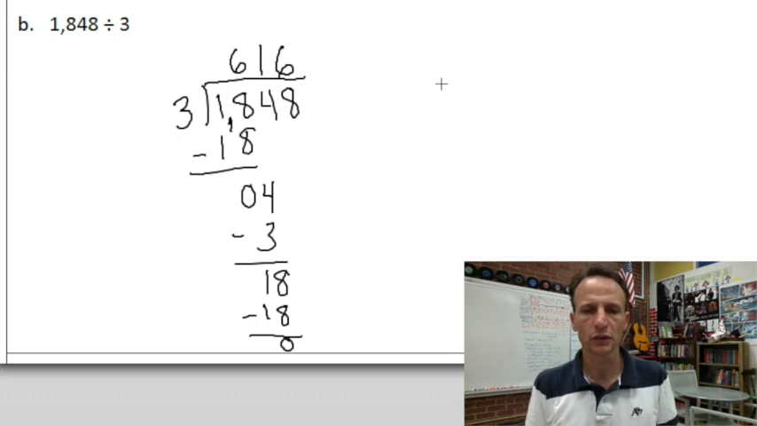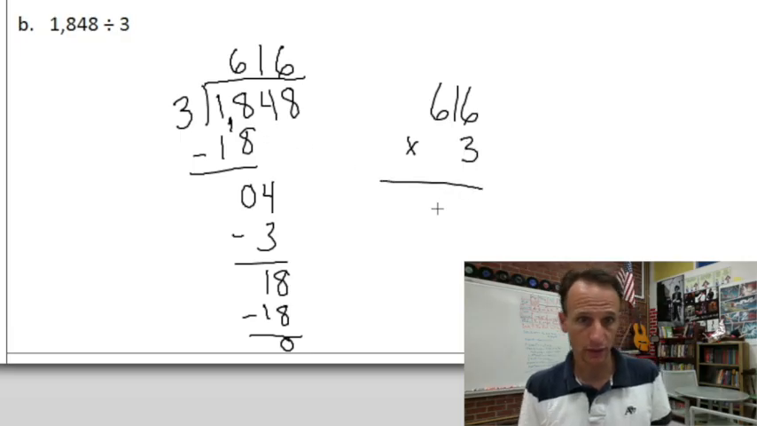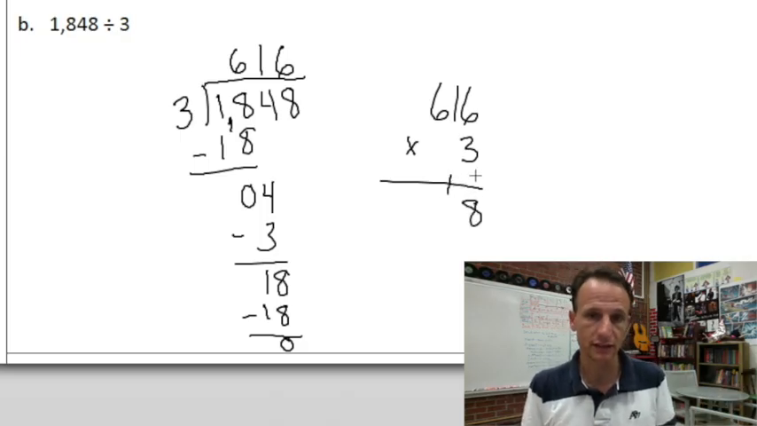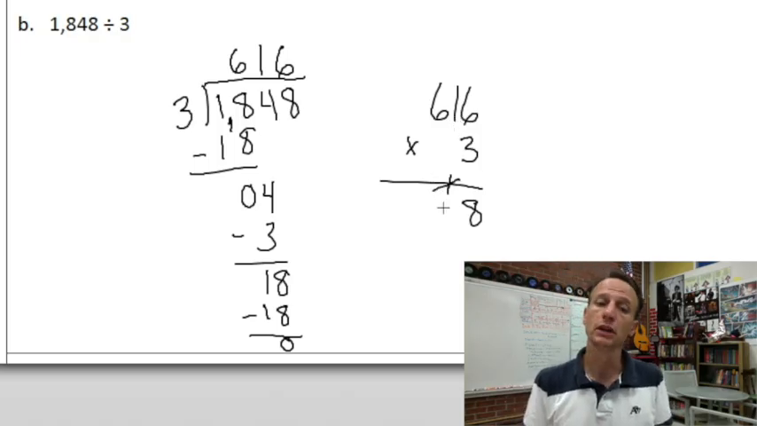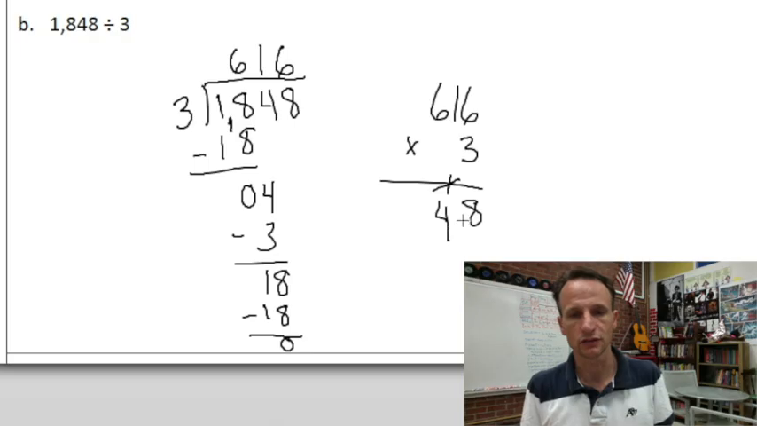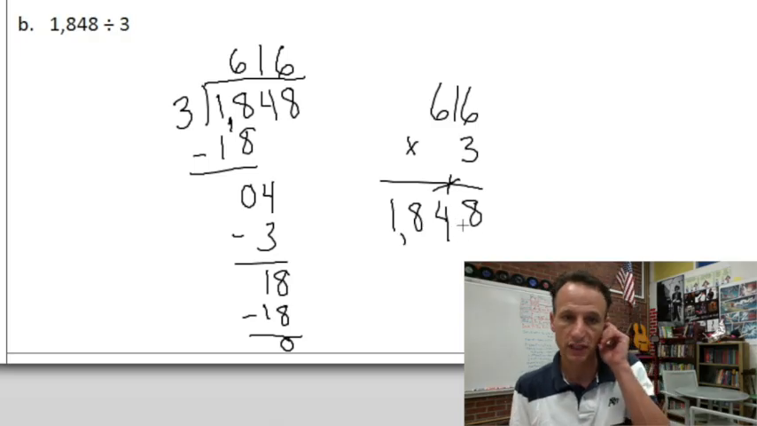Yes. All right, so let's take our quotient, 616, and multiply it by the divisor, and we should land up with the dividend we started with. So 3 times 6, well, we just did it twice. It's still 18, is it not? Yes, it is. 3 times 1 is 3, plus 1 is 4. And again, 3 times 6 is 18, 1,848.